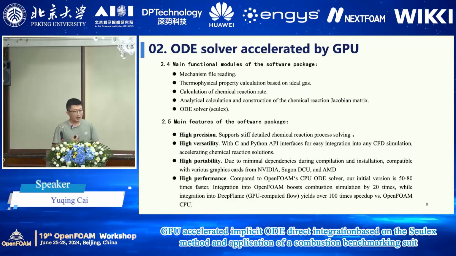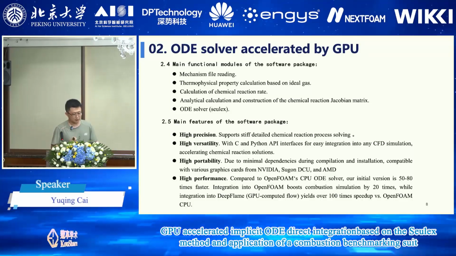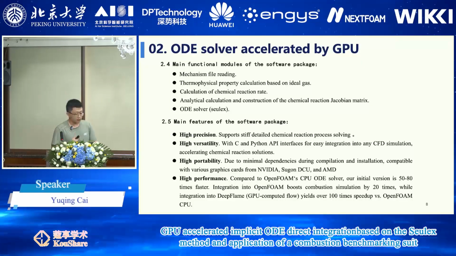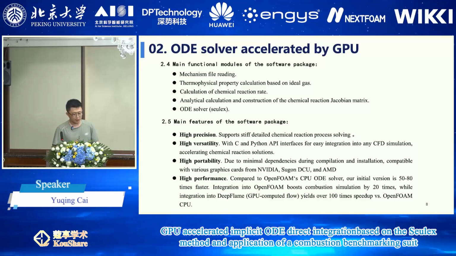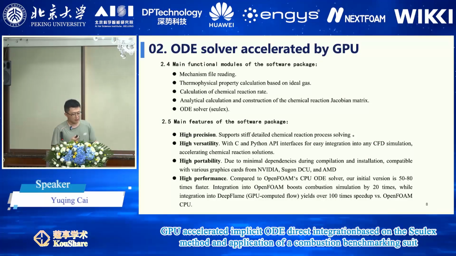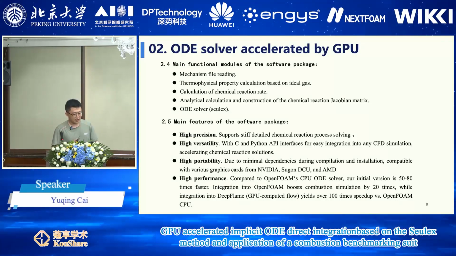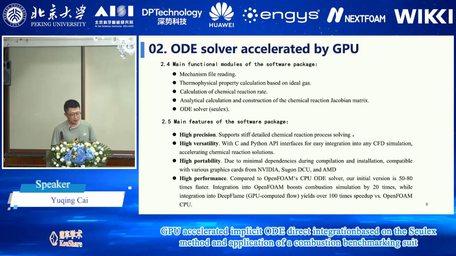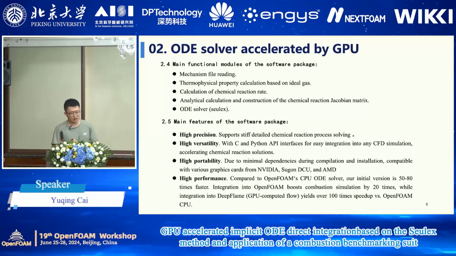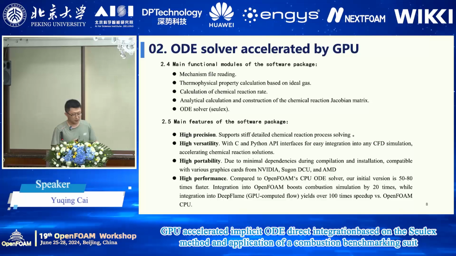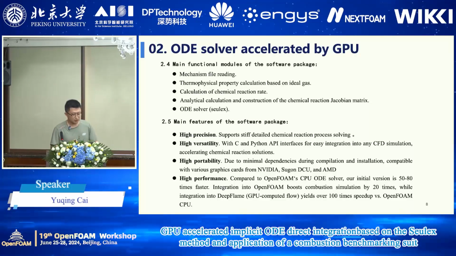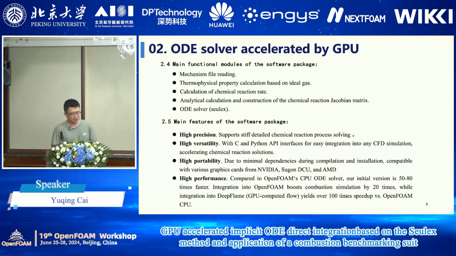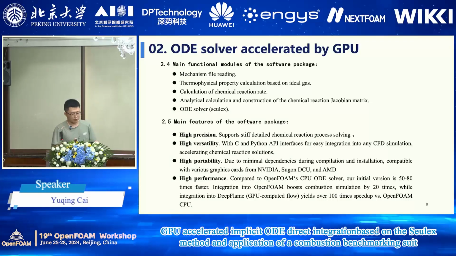In our software package, the main functional modules include the mechanism file reading, thermophysical property calculation based on the ideal gas, the calculation of chemical reaction rate, and the analytical calculation and construction of the chemical reaction Jacobian matrix, which is one of the most computationally costly parts, and the ODE solver method, for which we use the Seulex. The main features of the software package can be expressed by four parts.